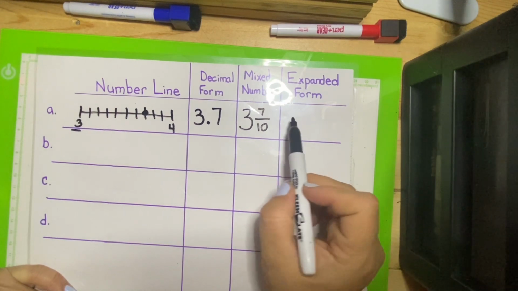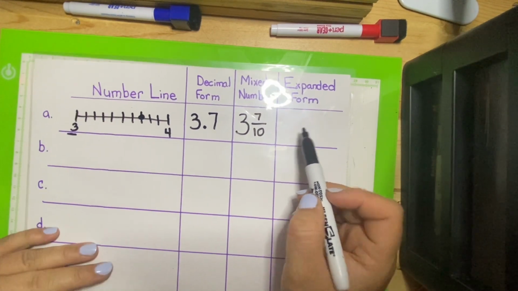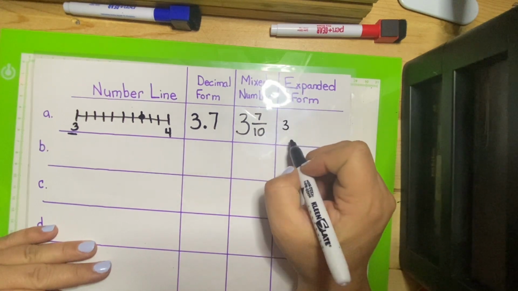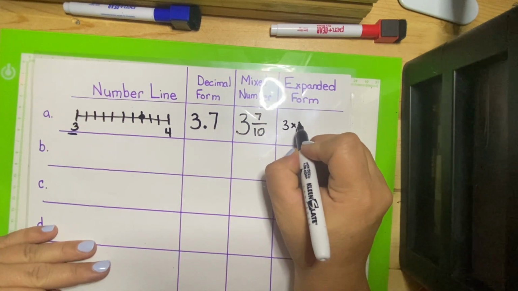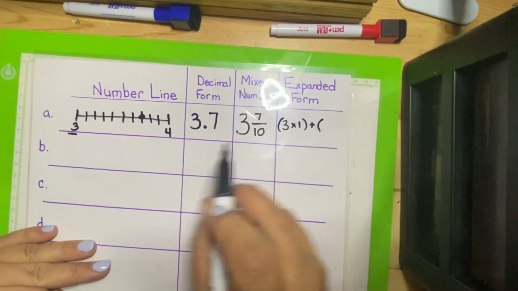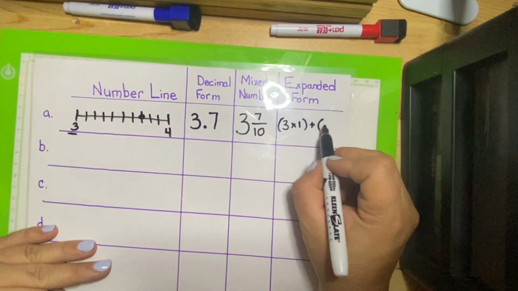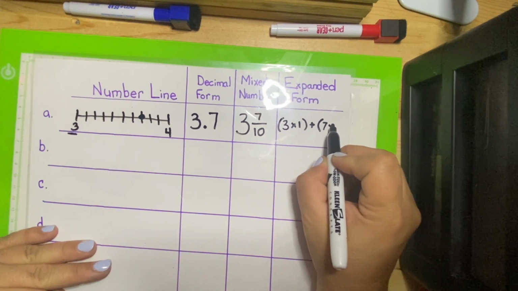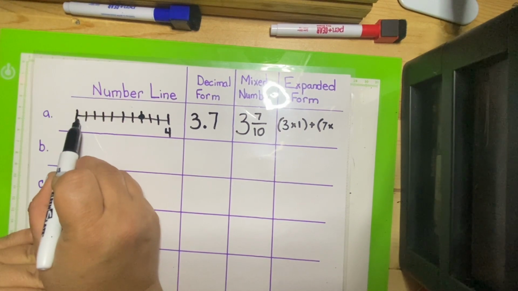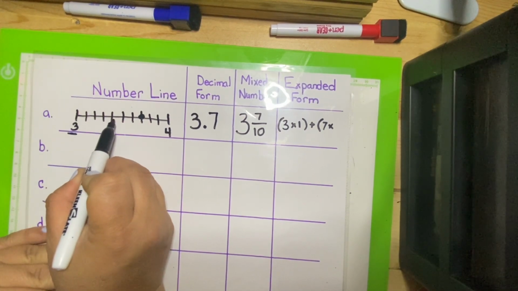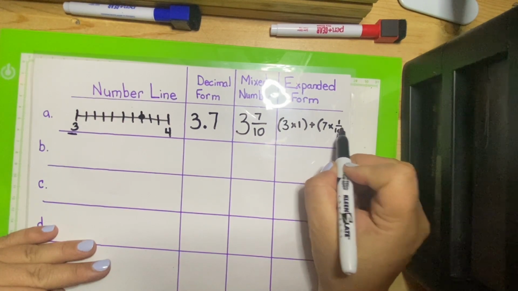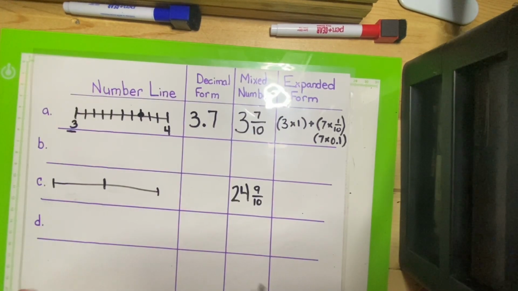In expanded form, I've got 3 ones, right? So 3 groups of 1 plus 7 groups of 1/10. 7 of these. 1, 2, 3, 4, 5, 6, 7. 7 groups of 1/10. So let's look at the next one here.